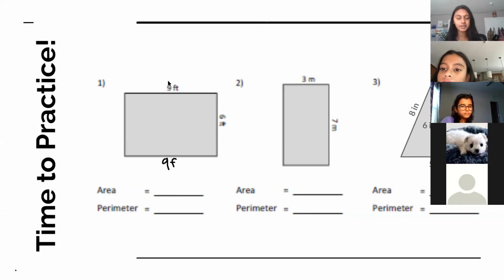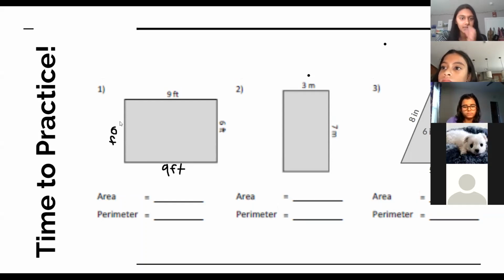And then perimeter, you can do that too. How do we do perimeter? You have to add up all the sides. Yeah, so that would be 2 times the length plus the width. So we're gonna have 2 times, yep, you could go ahead and do that. 2 times 9 plus 6, right?